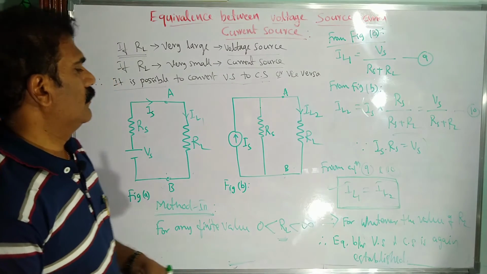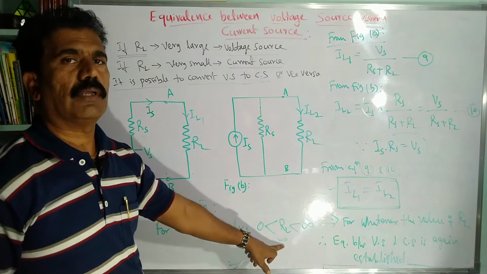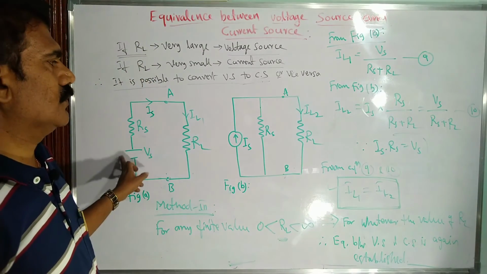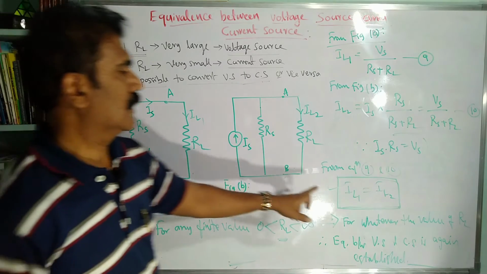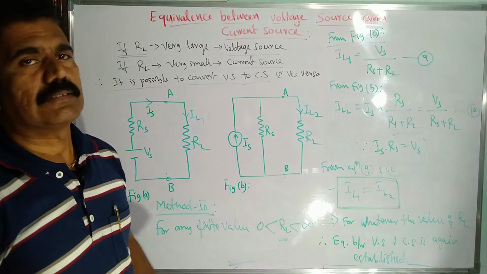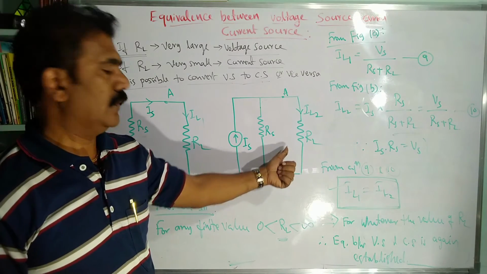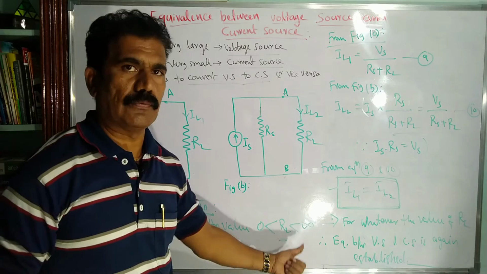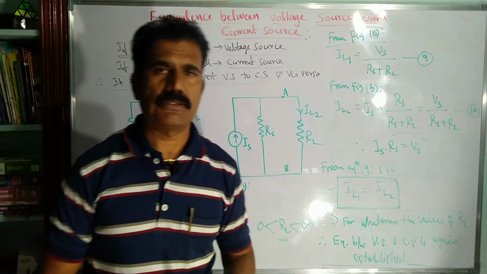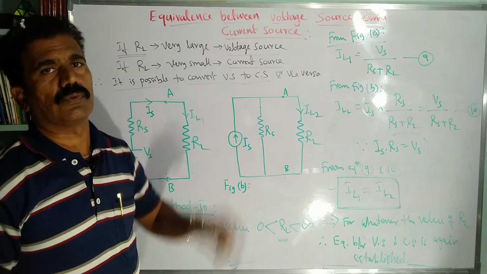So that indicates that whatever may be the value of load resistor RL, between 0 and infinity, the current drawn from the source, voltage source or current source, is equivalent to each other. So again we are establishing the equivalence between voltage source and current source with any value of RL in the circuit. That is the concept of establishing the equivalence between voltage source and current source.